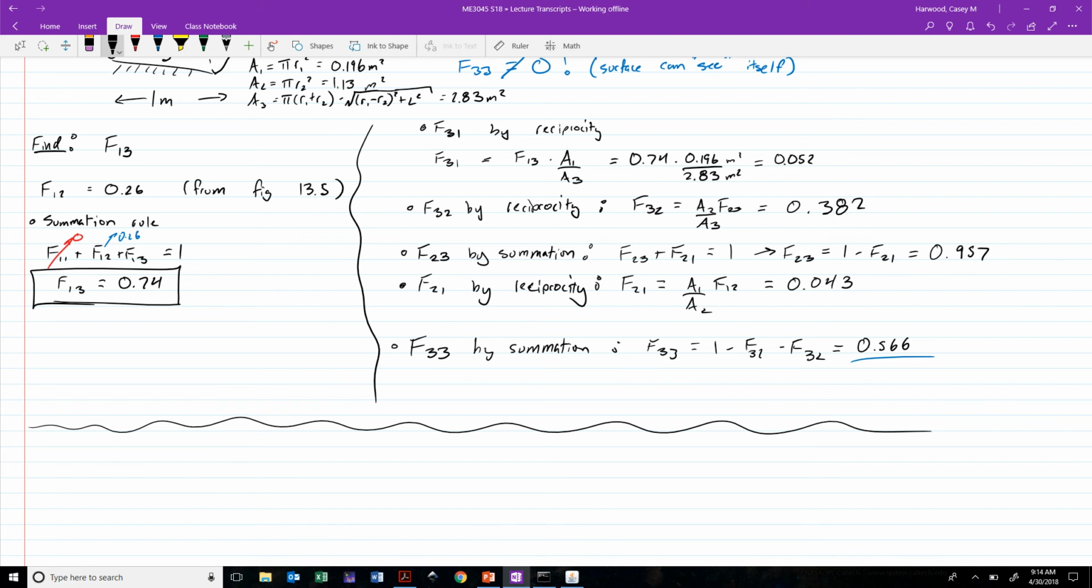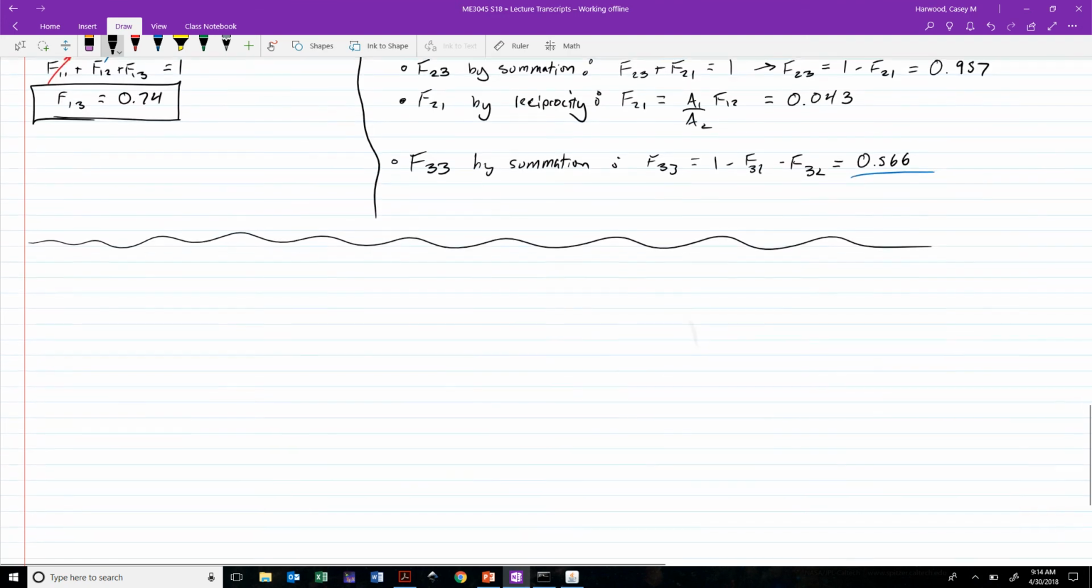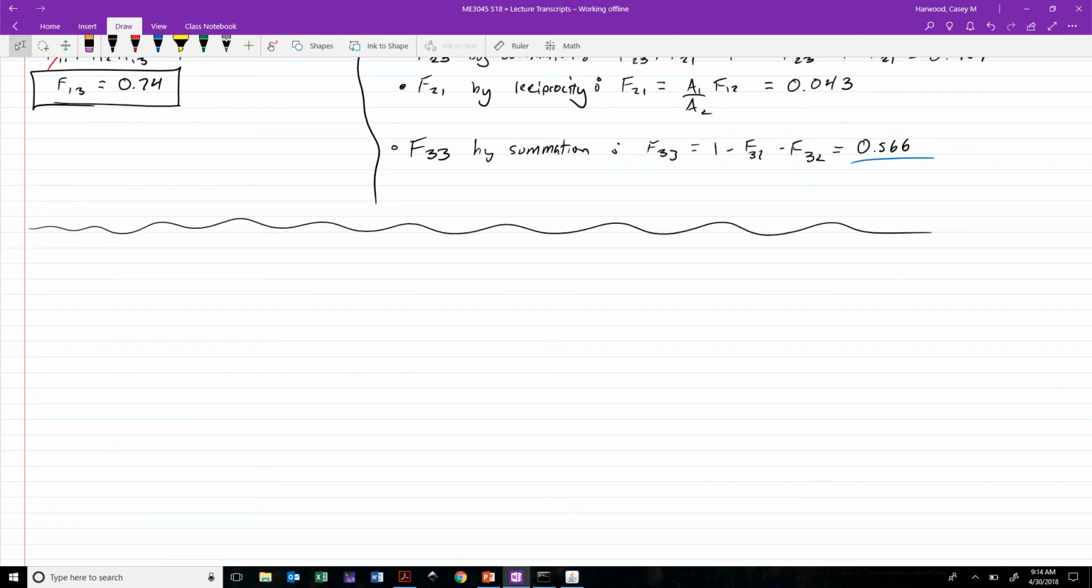Okay, so we're at a position now where the last thing I wanted to talk about in this class is the idea of view factors. Now we can find the amount of energy radiated from one body to another, as long as we know the view factor and the total radiosity of that body.